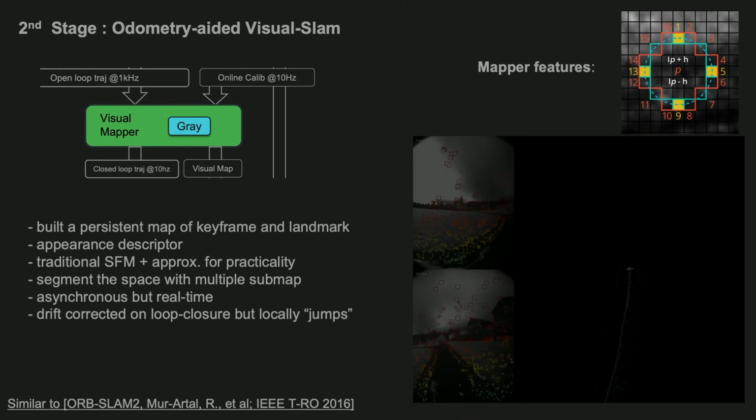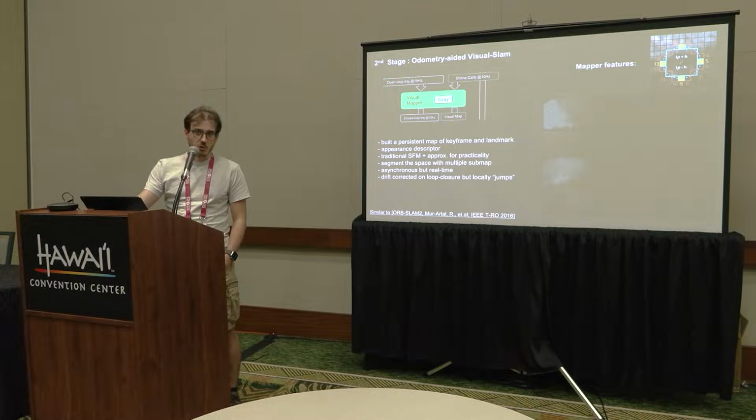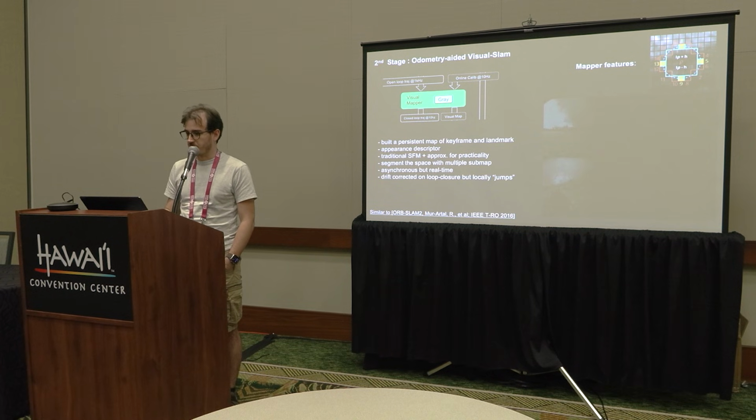Then, from all those descriptors and corners we see in the images, we create a map using structure-from-motion methods. There is also some handling of multi-map, because we want this map to scale to campus-wide or building-scale spaces. We also want this algorithm to be quite efficient, so that it can run asynchronously but in real time on device. Essentially it's very similar to algorithms in the literature like ORB-SLAM 2. The output is a closed-loop trajectory that has loop closures, but is potentially jumpy and a bit jittery.